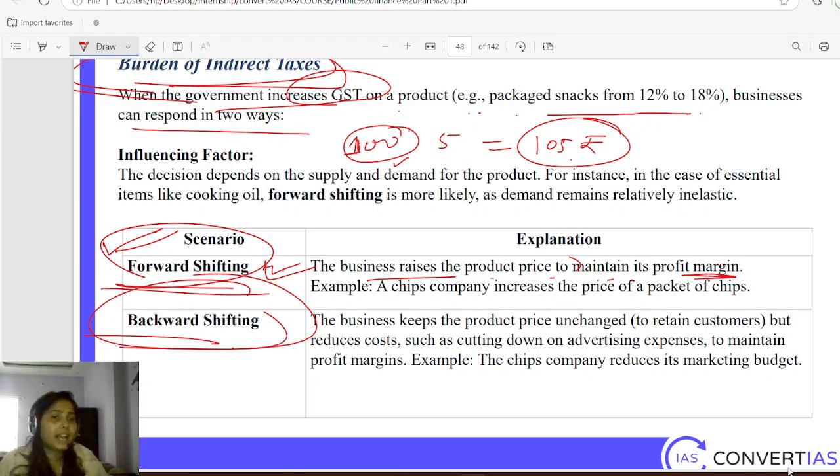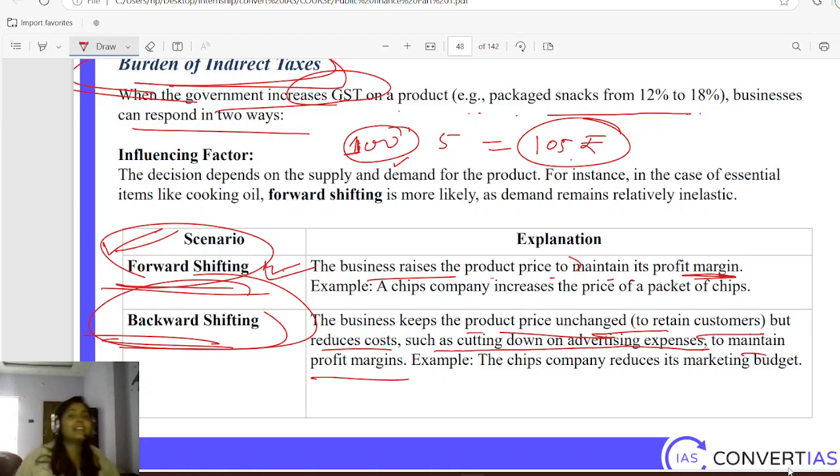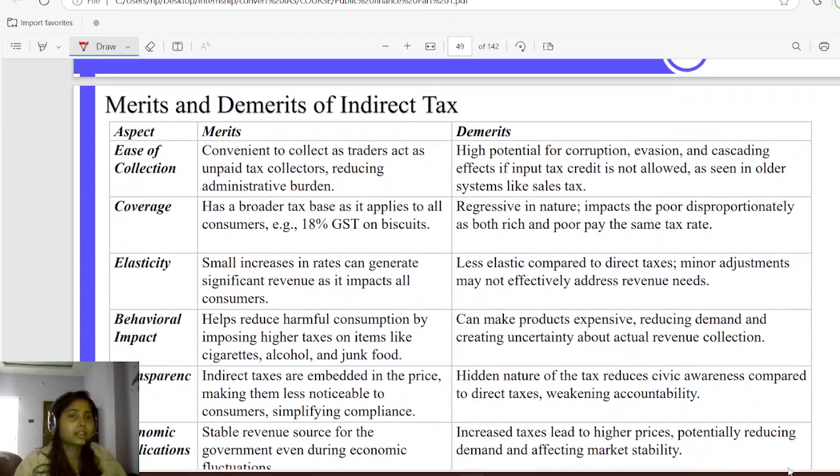So with forward shifting, they have shifted the tax liability to the consumer. Backward shifting means they shift the burden by reducing their inputs, or by reducing the wages of labor. The business keeps the product price unchanged to retain customers but reduces costs, such as cutting down on advertisement expenses, to maintain profit margin. Whatever unnecessary expenses they think are not needed for now, they can cut, but they maintain the same price because they might have huge competition, and if they increase their prices, probably the other competitor will take over the market. So forward shifting and backward shifting, I hope you are clear about it.